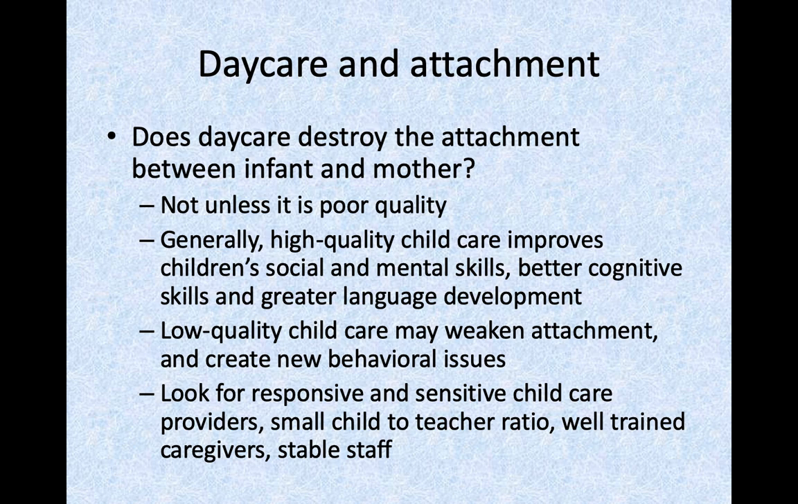But low quality childcare can weaken attachment and create new behavioral issues. Kids will learn to bite and hit and learn bad words. So people should be looking for responsive and sensitive childcare providers, a small child to teacher ratio. Each state has its own rules, but it's like a 5-to-1 ratio, 5 children to 1 caregiver, I think before 3 years of age. And then the caregivers should be well trained, and the staff should be stable. You shouldn't have new people coming in and out all the time, because that can make it confusing for the children.